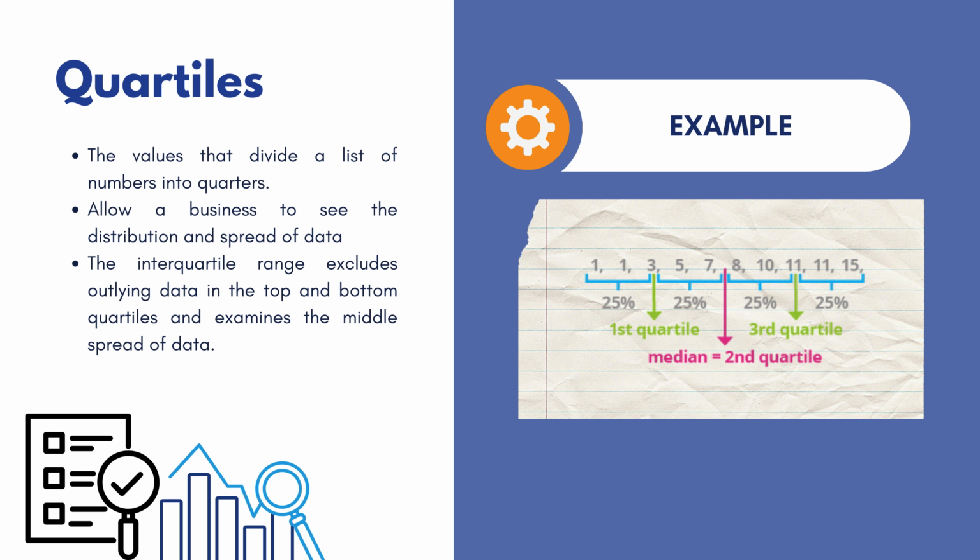Next one is quartiles, the values that divide a list of numbers into quarters. Quartiles allow a business to see the distribution and spread of data. The interquartile range excludes outlying data in the top and bottom quartiles and examines the middle spread of data. Here is an example of interquartile range. It includes first quartile, median, which is the second quartile, and third quartile.